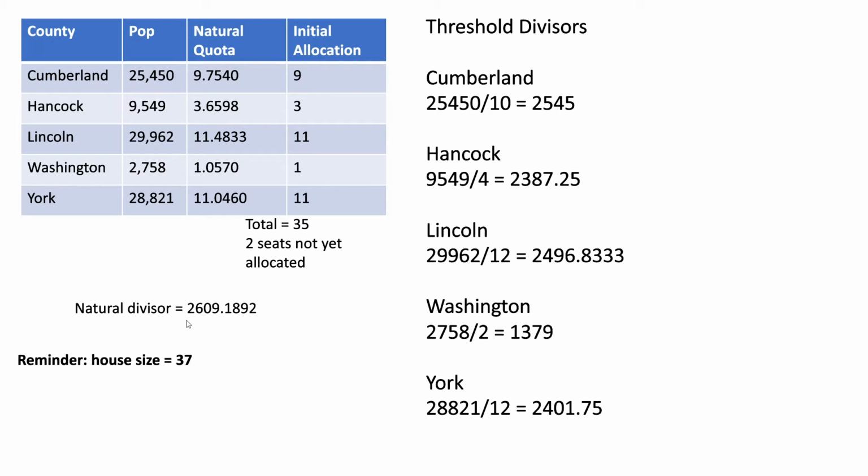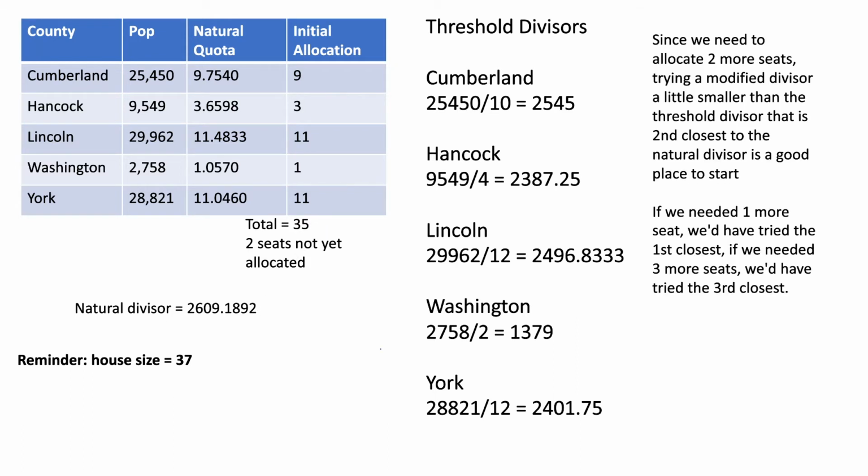Our natural divisor was 2,609.1892, and we need to give out 2 more seats. Generally, what we could do is look to see which threshold divisors are closest to the natural divisor. Remember, if we make the natural divisor a little bit smaller, maybe this will go from 35 to 36, but we want it to go to 37. Now, since we need to allocate 2 more seats, trying a modified divisor a little bit smaller than the threshold divisor that is second closest to the natural divisor is a good place to start. If we needed 1 more seat, we'd have tried the first closest. If we needed 3 more seats, we'd have tried the third closest.